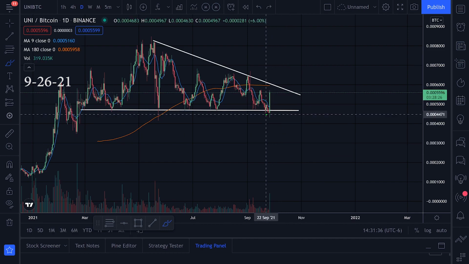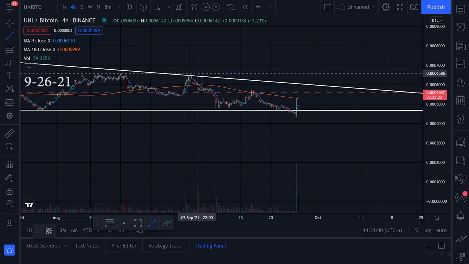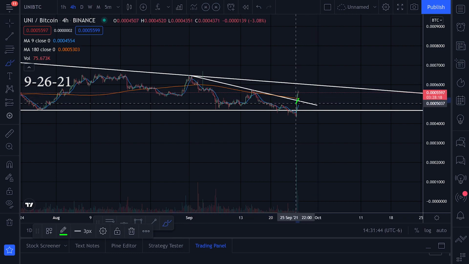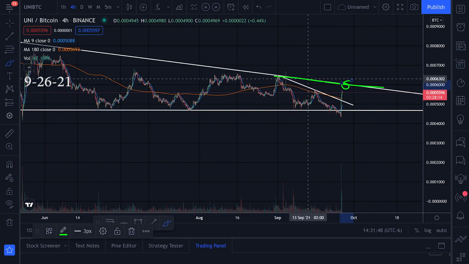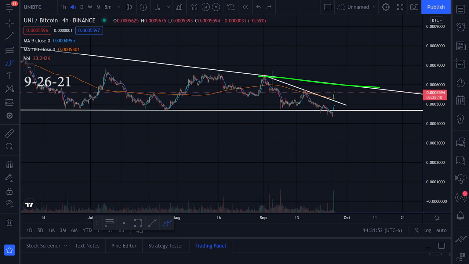And right now, we got a nice little pump to the upside. If we go to the 4-hour time frame, we had a downtrend, something like this, and it looks like we broke above that trend line right there. And I think we're coming up to retest that bigger downtrend. So let's see what happens with this chart. I'd say keep an eye on it.